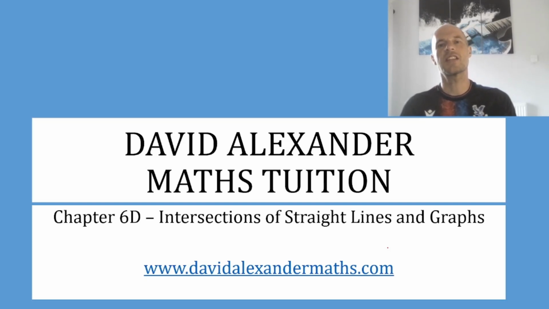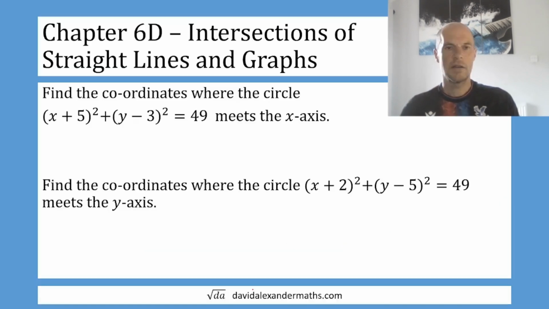This is chapter 6D on intersections of straight lines and graphs. So first off, find the coordinates where the circle (x + 5)² + (y − 3)² = 49 meets the x-axis. Whenever in A-level maths you see the phrase "meets the x-axis", you need to automatically think y is 0. Y is always 0 on the x-axis.